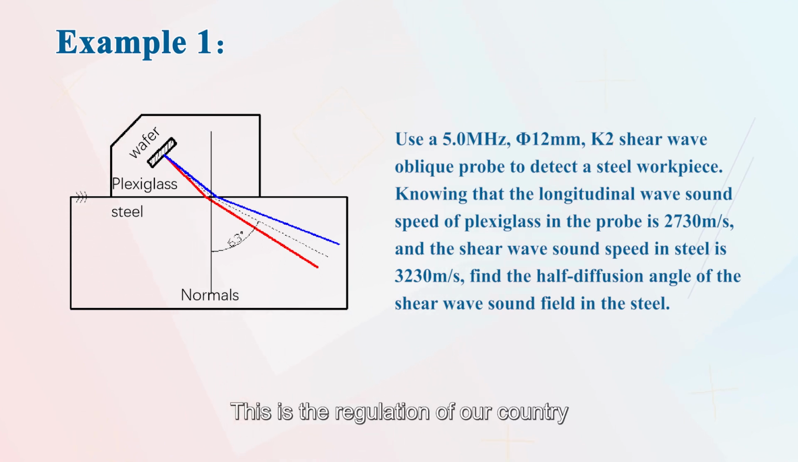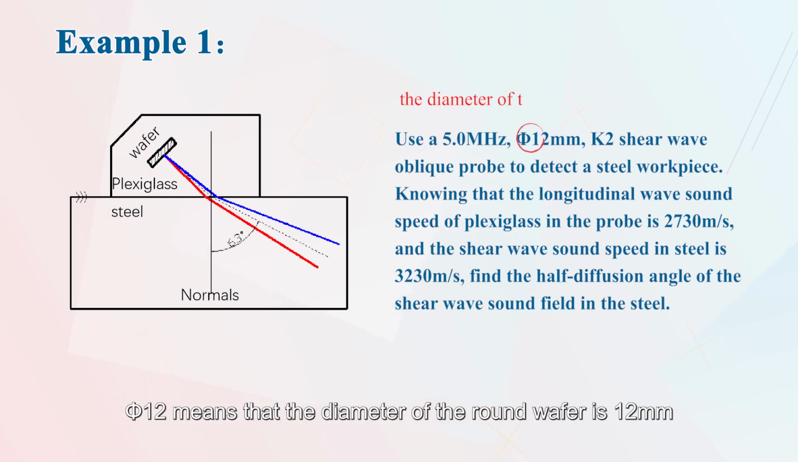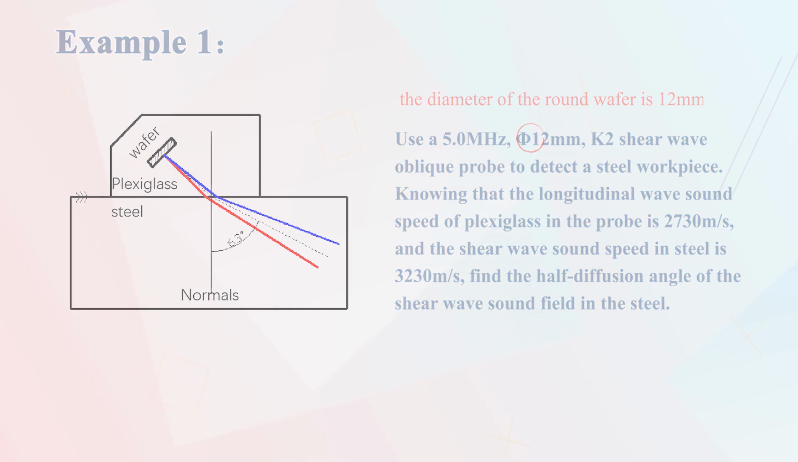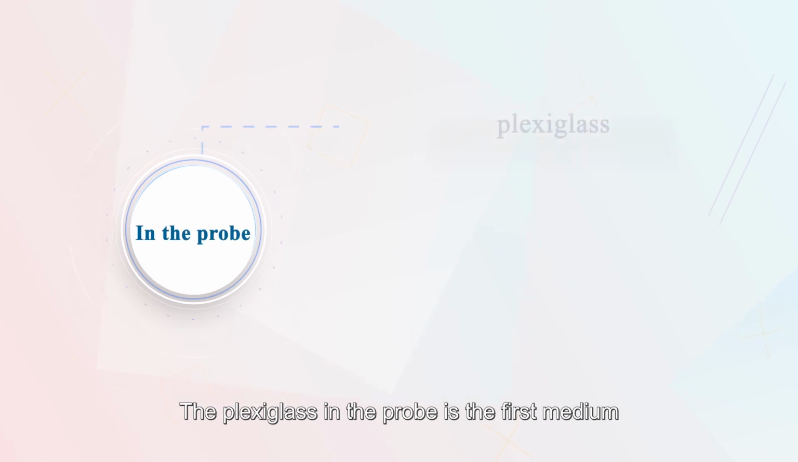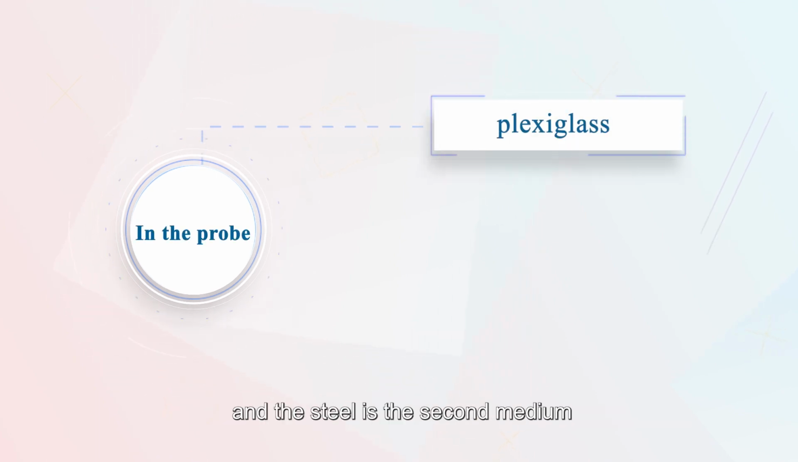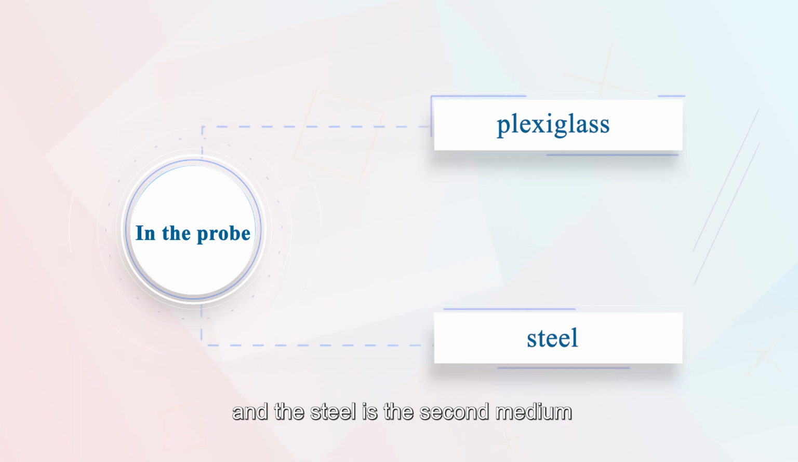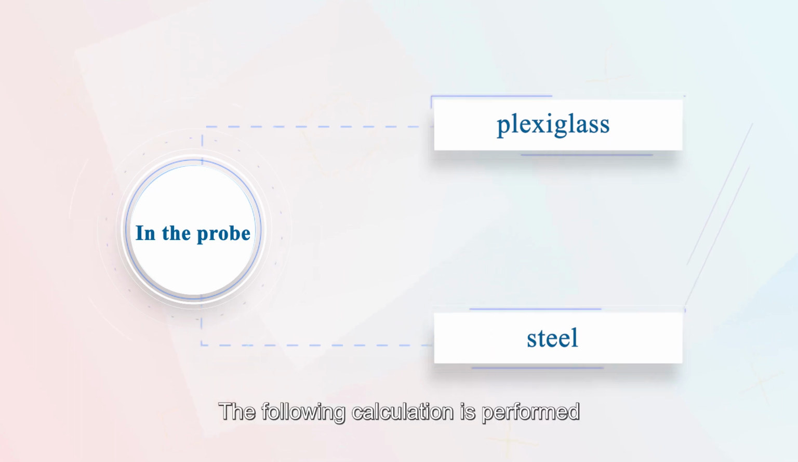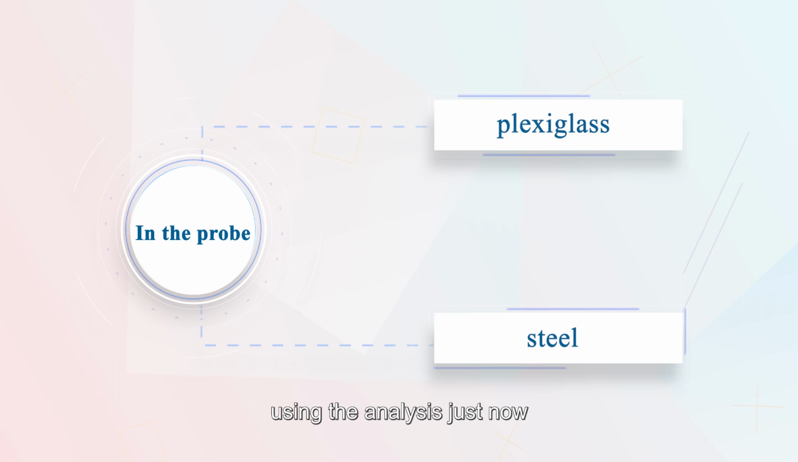This is the regulation of our country, and we will talk about it later. That is, tangent beta s is equal to 2. Phi 12 means that the diameter of the sound wafer is 12 mm. The plexiglass in the probe is the first medium, and the steel is the second medium. The following calculation is performed using the analysis just now.